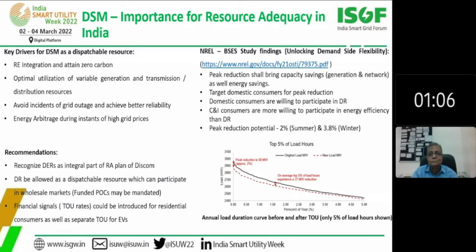And they said that there is an opportunity there in peak reduction potential of 2% in summers and about 4% in winters. And this is the top 5% of the hours of the load duration curve, where a shift in demand is expected due to demand response and, for example, TOD rates induced demand response. So demand response, as I say, is very, very vital in optimizing the levelized cost of green energy.